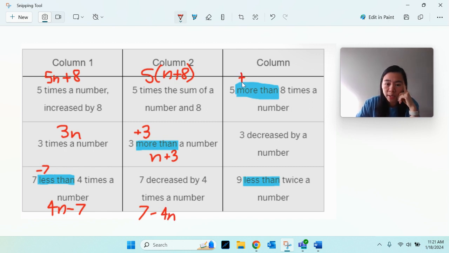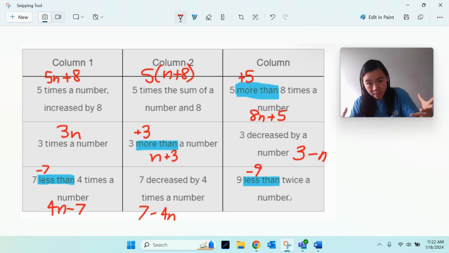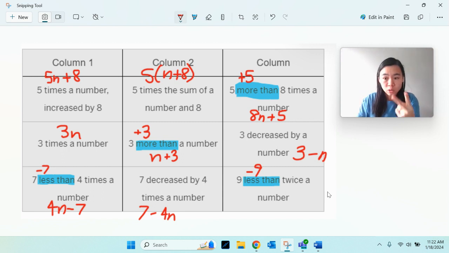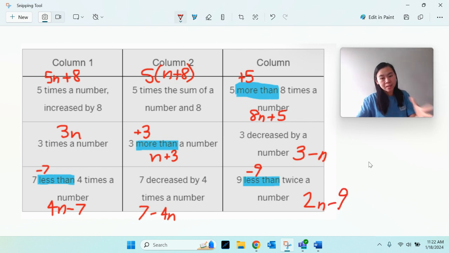5 more than, so I'm adding 5 to something. What am I adding 5 to? 8 times the number. 3 decreased by, so 3 decreased by a number. See how they match? 9 less than, so we're subtracting 9 from something. What are we subtracting 9 from? Twice the number. If you have twice the amount of something, you've got 2 of them. Okay? Remember, twice is 2, triple, quadruple. So twice is 2. And then we're going to take 9 away. 9 less than twice the number.